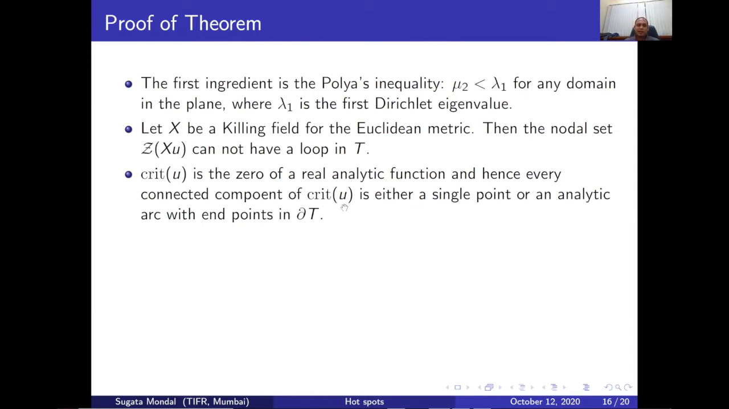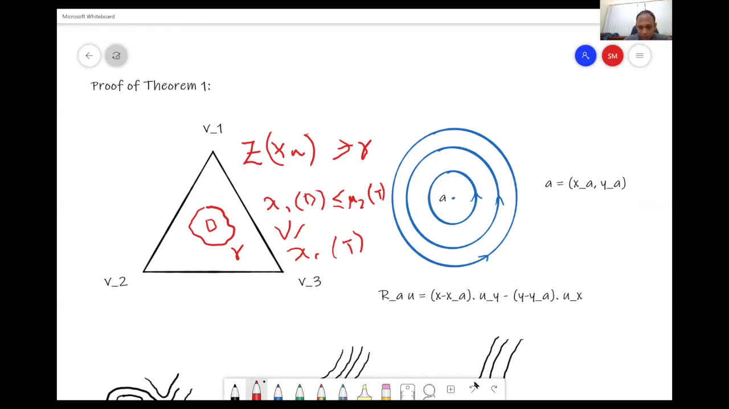So at least in the interior, Q is the zero set of an analytic function, and hence every connected component of Q is either a single point or an analytic arc. Now, with a little bit more effort, what you can see is that if Q does have an arc in the interior of T, then the endpoints of that arc have to lie on the boundary of T. Let's assume this part for a moment, and let me give you a proof that there cannot be an arc, so that's what I'm going to prove. So let's argue by contradiction.